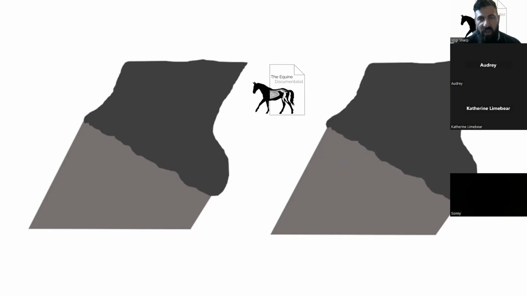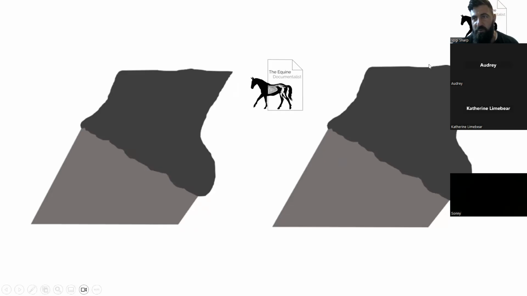But the point is, let's look at the next pair. Can you see the difference between these two? Again, imagine you're seeing these feet 6 weeks later when you come back to shoe a horse, or even 4 weeks later. Can you tell the difference between these two?